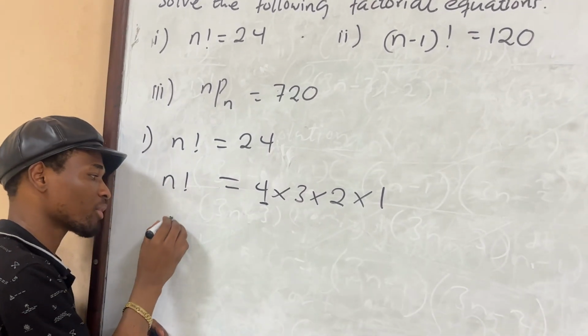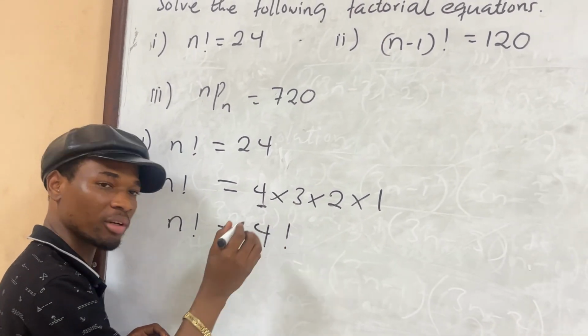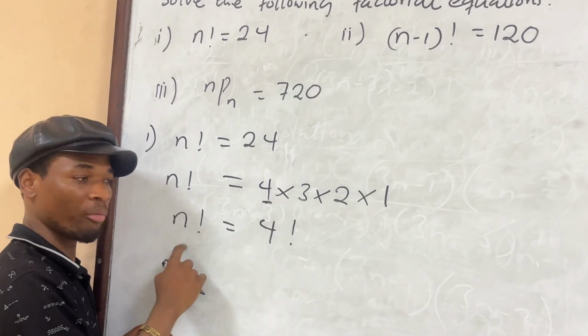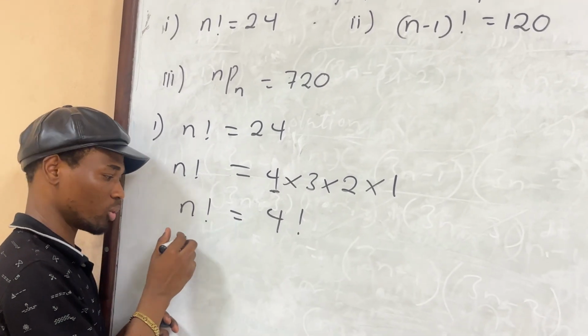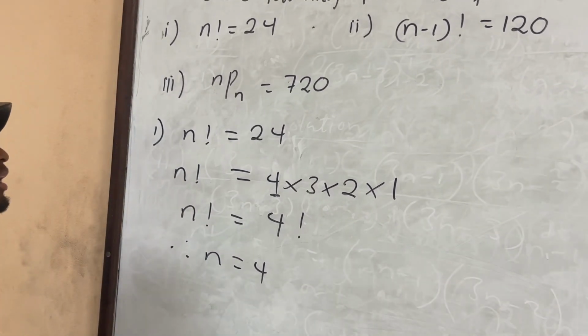So n factorial is equal to 4 factorial. Since you have factorial on both sides, it will cancel out. So therefore, n is equal to 4. As simple as that.